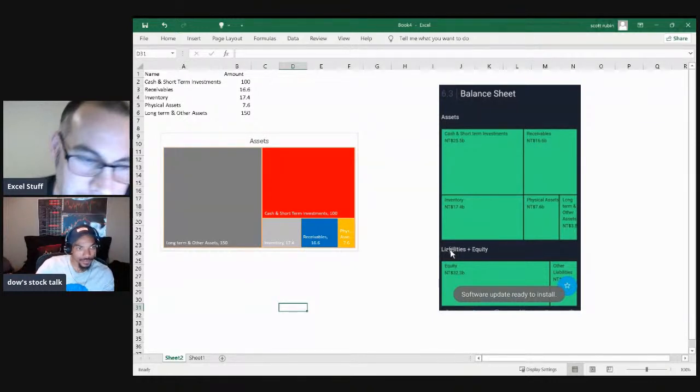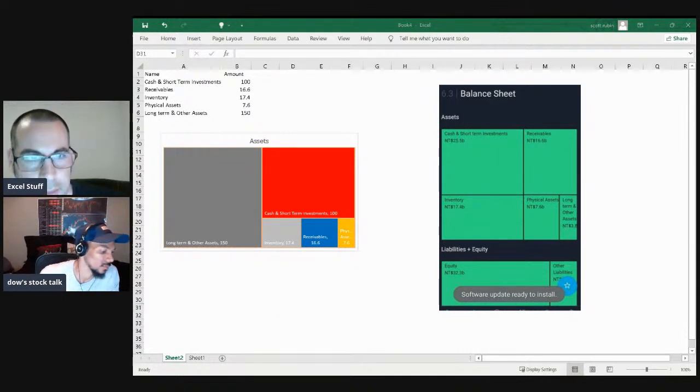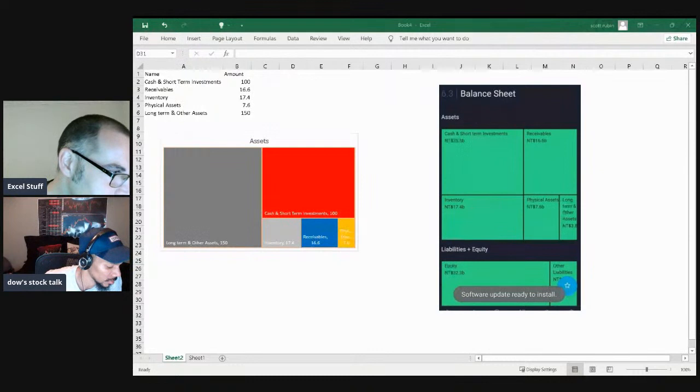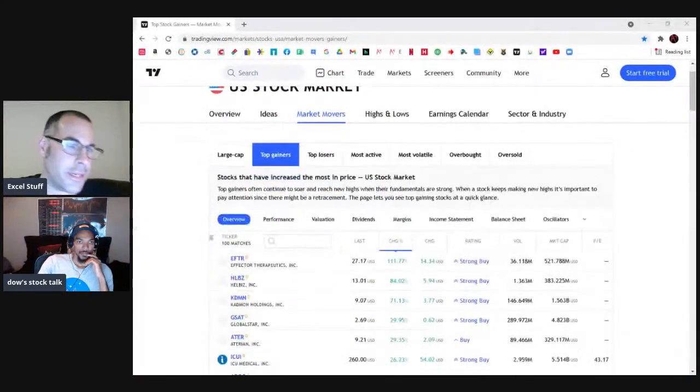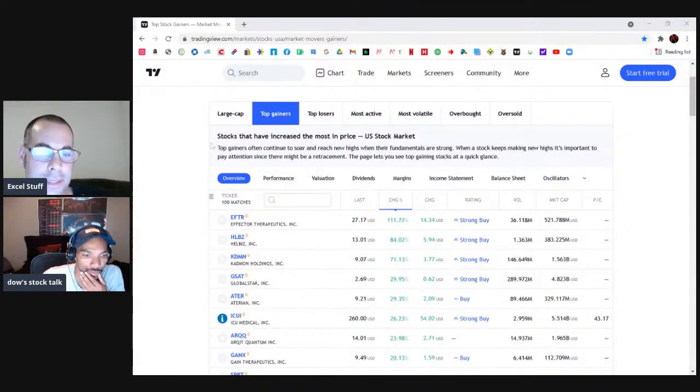Anybody on the call want to talk about any stocks? I always like to look at this website. It's the top gainers and the top losers and the most active for the day.